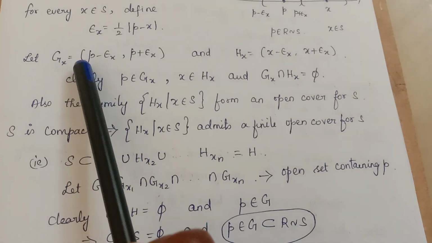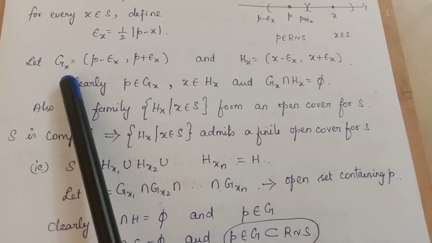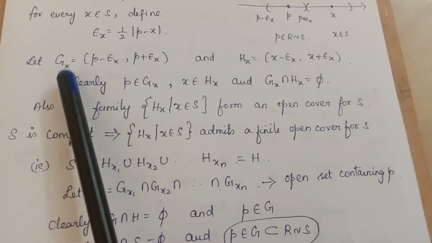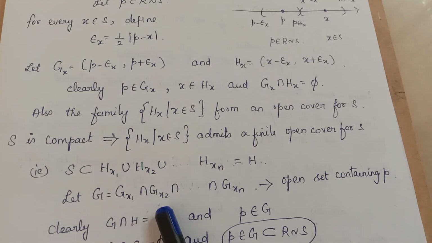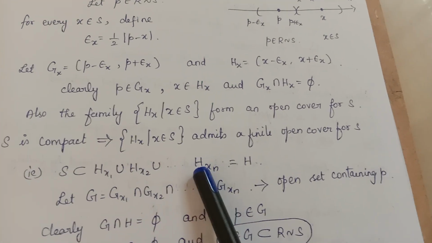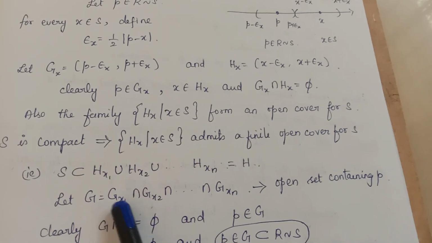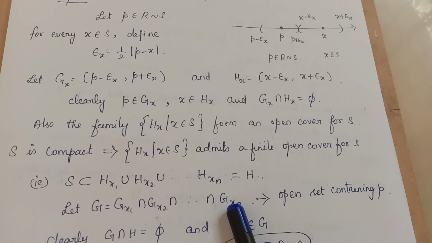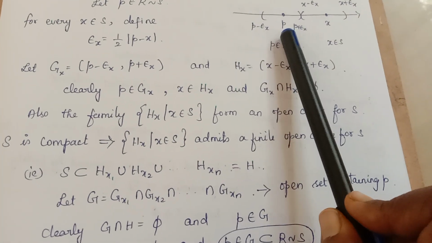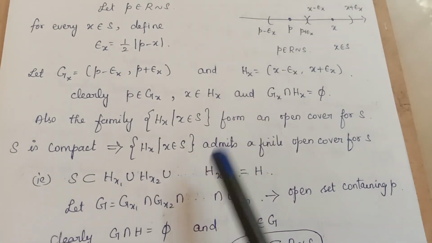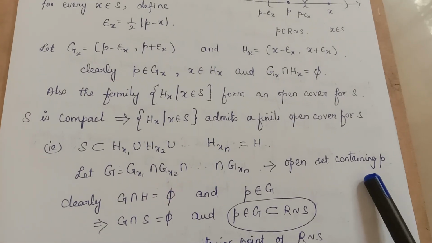Now let's come back to G. G is a neighborhood for P, Gx. So by varying x, you will be getting different Gx1, Gx2. That is, for this Hx1, you will be having one Gx1. For Hx2, you will be having Gx2, etc. For Hxn, you will be having Gxn. Find out the intersection of all these neighborhoods. All these are neighborhoods for P only. So the intersection of neighborhoods of any point is again a neighborhood. So this intersection is also an open set containing P.